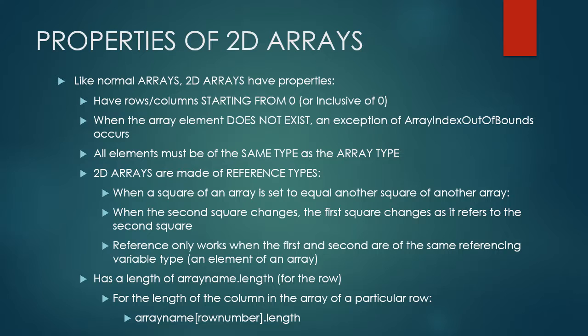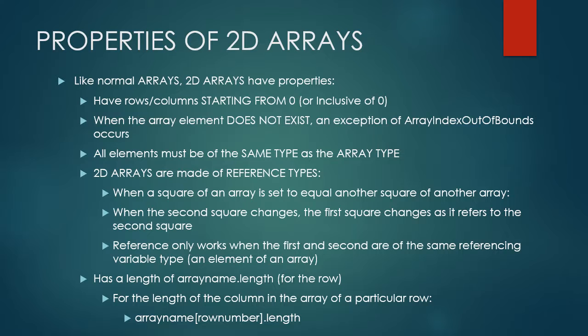Some properties of 2D arrays are like normal arrays. 2D arrays have rows and columns starting from 0 or inclusive of 0. When attempting to access an element that does not exist inside the array, an exception of array index out of bounds occurs. All elements must be of the same type as the array type. For example, if there is an int 2D array, all elements inside the integer 2D array must also be an integer.